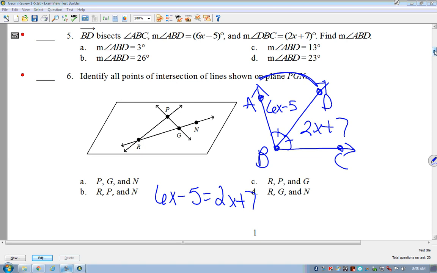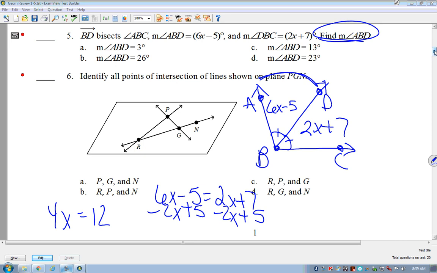Okay? Right? The biggest mistake in my classes over the years has been students who stopped by solving for x and did not answer the question. Okay? So, you said add 5 to both sides, right? And you'd probably subtract 2x from both sides. All right? You're going to get 4x equals 12. Right? Divide by 4, x equals 3. And so you'll see, boom, 3 degrees.